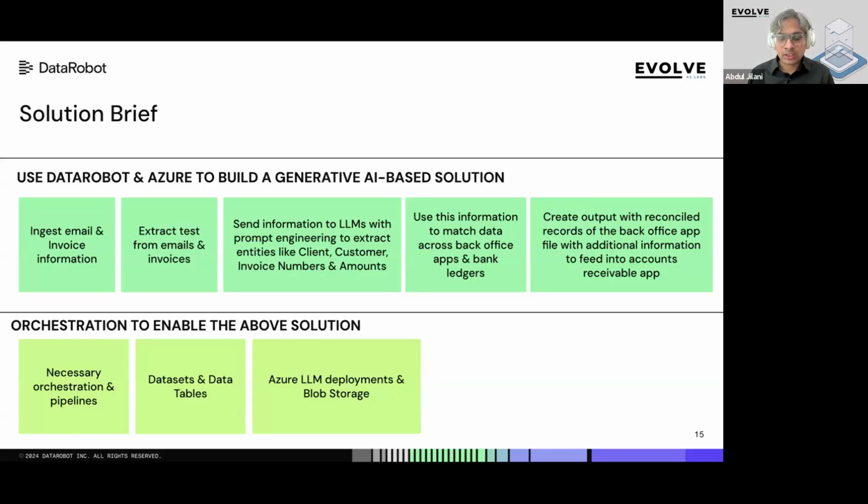The second piece, they used Azure Functions first to extract information from the inboxes where the emails and invoices would come in, and to extract data from the SQL data warehouses, so that we have data from the bank ledgers and the back office application, and put them into Azure Blob Storage for DataRobot to pick up. DataRobot has great integration with different sources, so here we were able to easily integrate with Azure Blob Storage and pick up data from there.